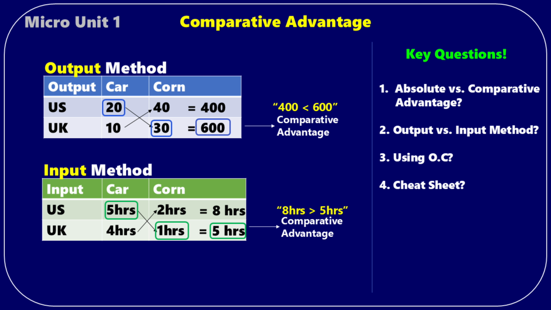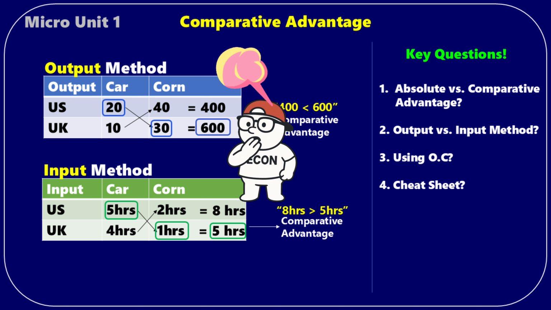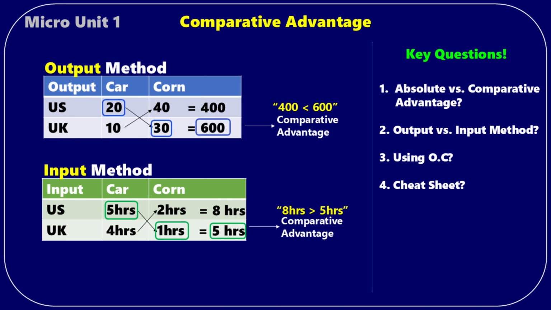Okay, here is a quick hack to find comparative advantage without doing all the long-form division. It's perfect for saving time during the multiple choice section. Step 1 first. Identify whether you are looking at an output method or an input method table. Step 2. Simply cross-multiply the numbers in the 2x2 table. For example, if you have the US and UK producing cars and corn, multiply the US cars by UK corn, and the UK cars by US corn. In our example, that would be 20 times 30 and 10 times 40.